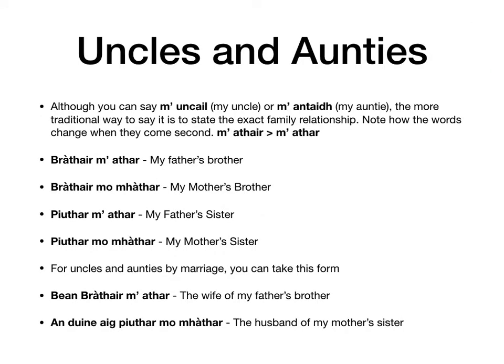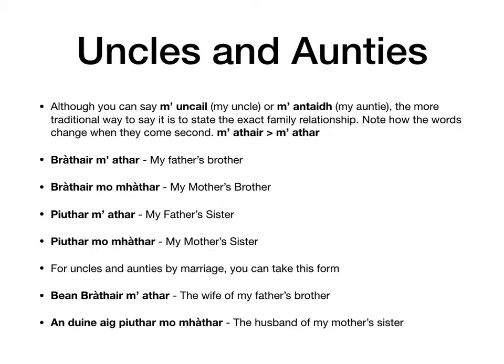Now, uncles and aunties. The Gaelic for uncle is "uncle", Gaelic for auntie is "auntie". So, my uncle, "muncle", my auntie, "mauntie". And the more traditional way to say it, though, is to state the exact family relationship. Now, if you notice here, there's a slight change in the spelling, and that'll affect the pronunciation.